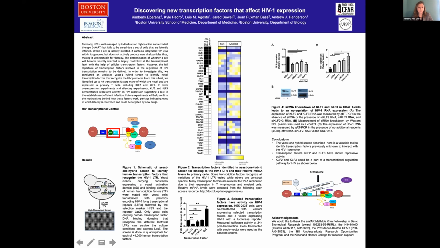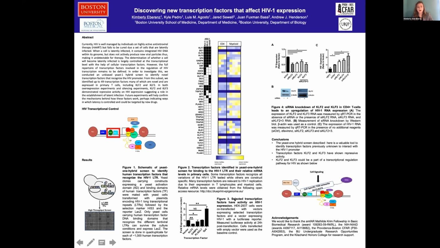So we utilized a yeast hybrid screen, which basically allowed us to test if a transcription factor interacted with this piece of DNA called the LTR that they commonly bind to. And the results of that are here. Black squares indicate that there was a positive binding event, and white squares indicate there was not. Then we also looked at whether it was present in the cells that HIV typically infects, which are CD4 T cells and myeloid cells. Yellow indicates a high level of expression of that factor in that cell type. Specifically, we wanted to focus on KLF3 and KLF2 because we think that these could be latency promoting factors, since they are very strongly active in cells where latency commonly happens.